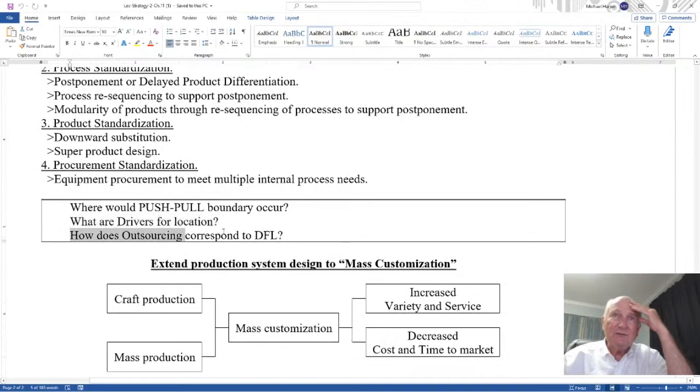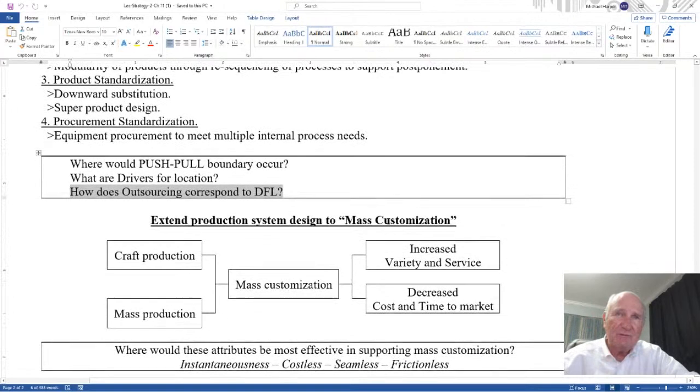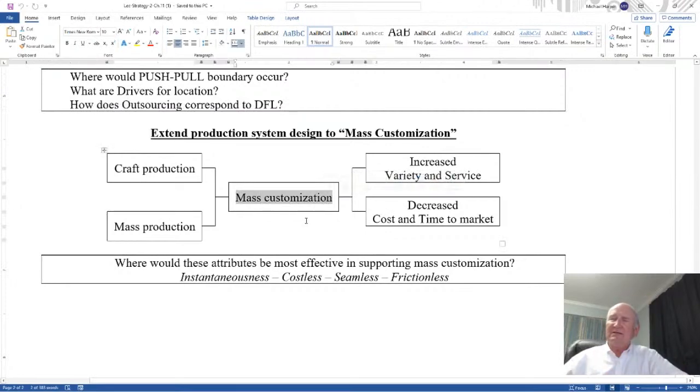And how does outsourcing correspond to design for logistics? Well, if you're going to outsource some of the material or operations, make sure that they satisfy your DFL requirements, design for logistics requirements. Well, finally, we have something called mass customization, which came on the scene decades ago, but it has grown in popularity because of technology.